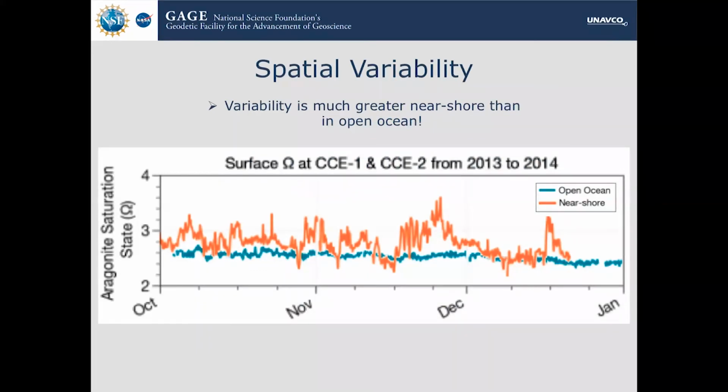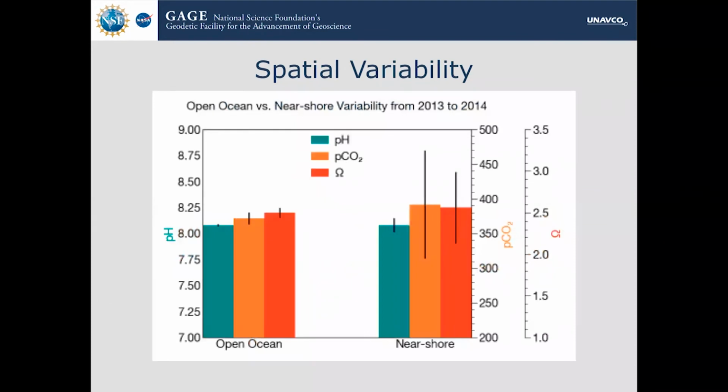So in this figure, I depicted the open ocean data results with the nearshore data results. And as you can see, the open ocean is pretty stable compared to the nearshore buoy. And also to represent this variability, I composed a bar plot where we have pH on the y-axis, and we have pCO2 and surface aragonite saturation state. While the pH and the saturation state values were nearly identical at both locations, the variability was 14% greater in the nearshore buoy.